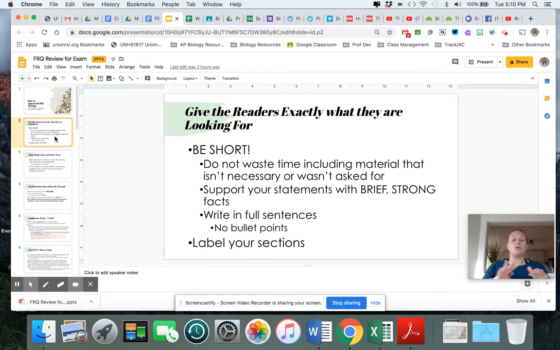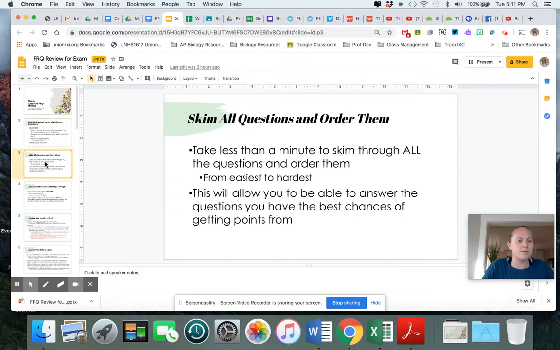Use full sentences, don't use bullet points. Don't just put the answer, write a whole sentence out. Even though you may feel like it's unnecessary, just put it in a full sentence. And label your sections. If it has multiple parts, make sure you have part A, part B, part C. Make sure you label for yourself.